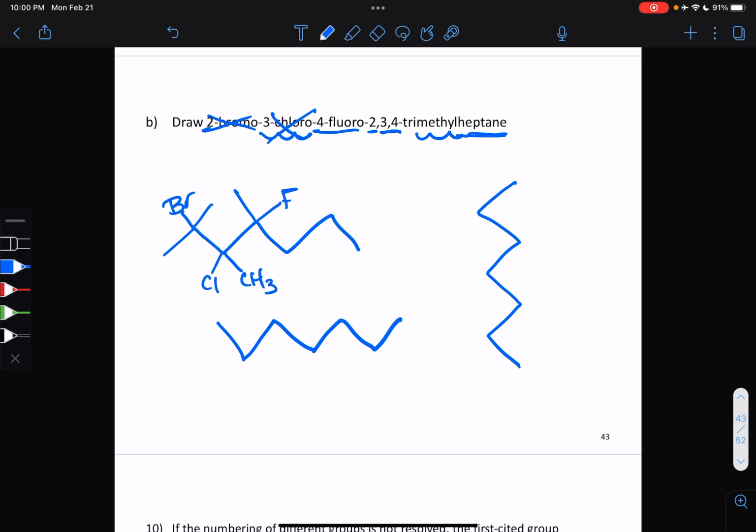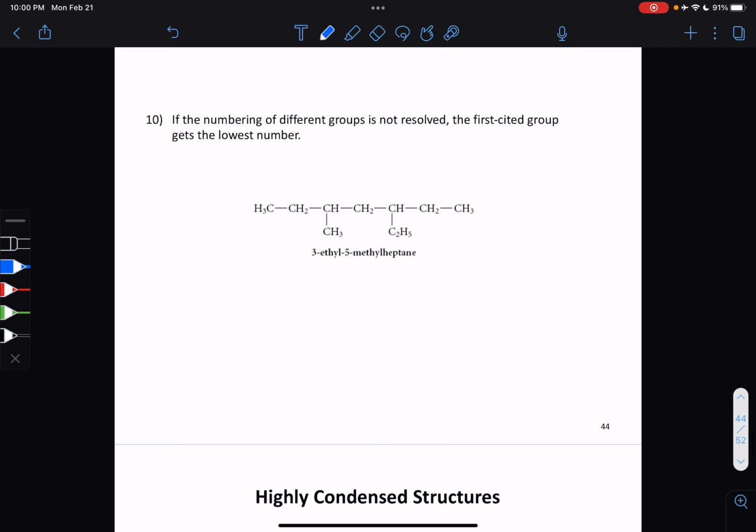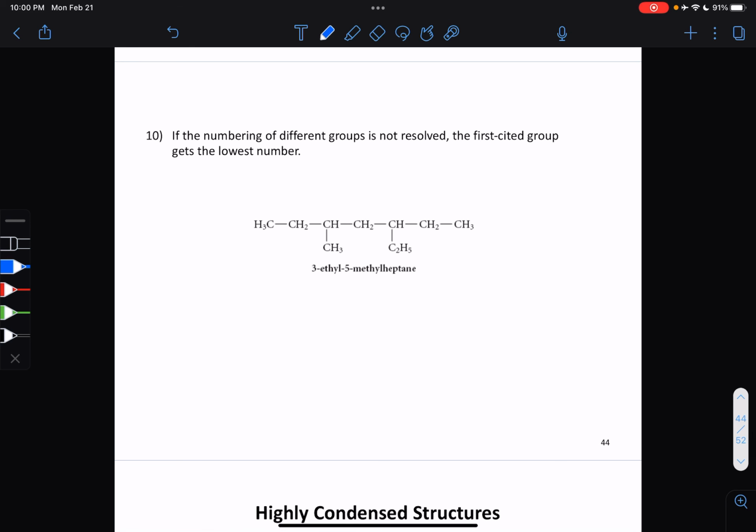Yeah! And we have come to the last slide of this lecture video. Hallelujah. Okay, so 10 says, if the numbering of different groups is not resolved, the first cited group gets the lowest number. What on earth am I talking about? Okay, well, look at this hydrocarbon chain. So I've got 1, 2, 3, 4, 5, 6, 7. So that would give me 3-methyl and 5-ethyl.